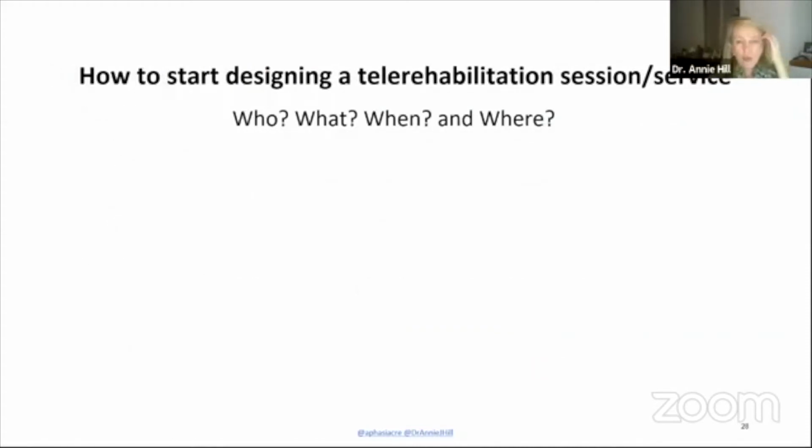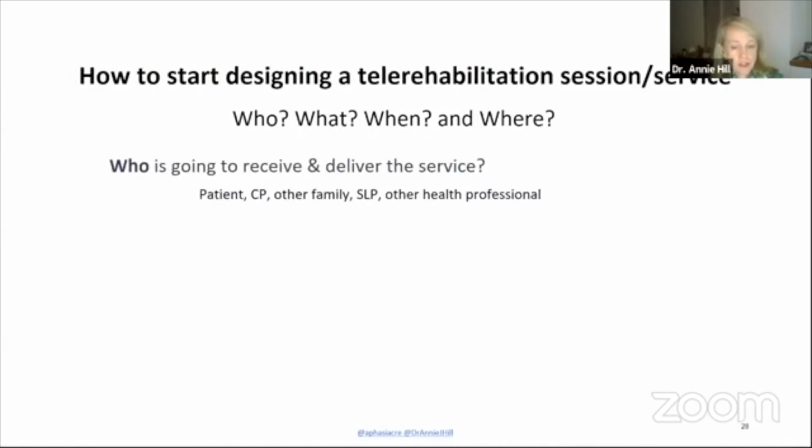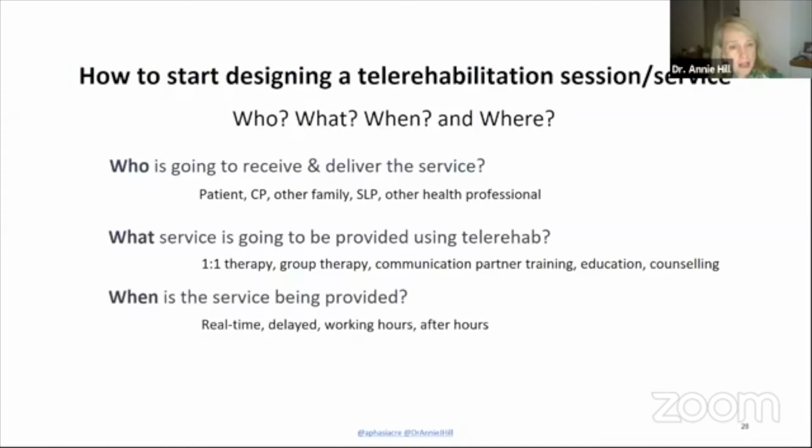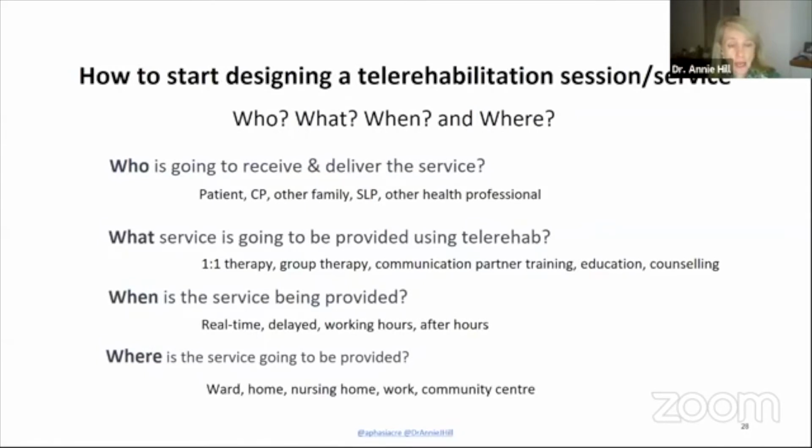So how do you begin to start? It's really as simple as the who, what, when, and where. Who's going to receive the service? Who's going to deliver it? What is the service? Is it one-on-one therapy, or is it group therapy? Is it counselling? When is the service being provided? Is it real time or not? And where? Is it being delivered to the patient's home? Is it being delivered to the ward? Is it being delivered to a nursing home?